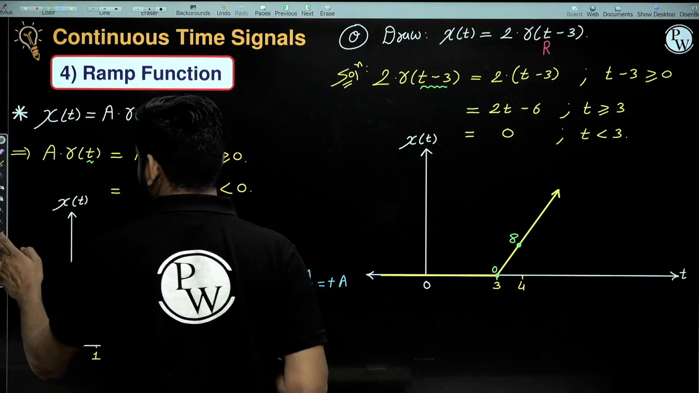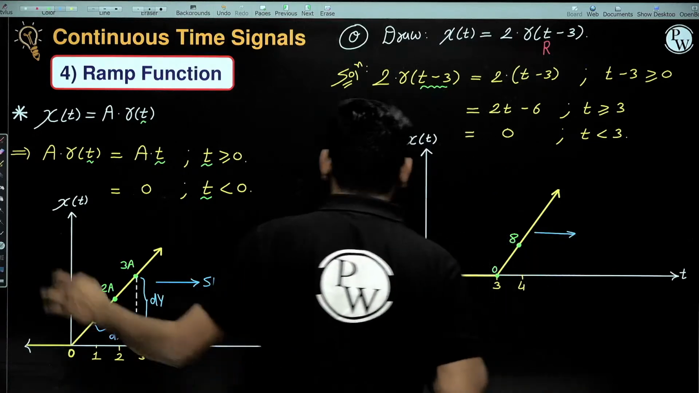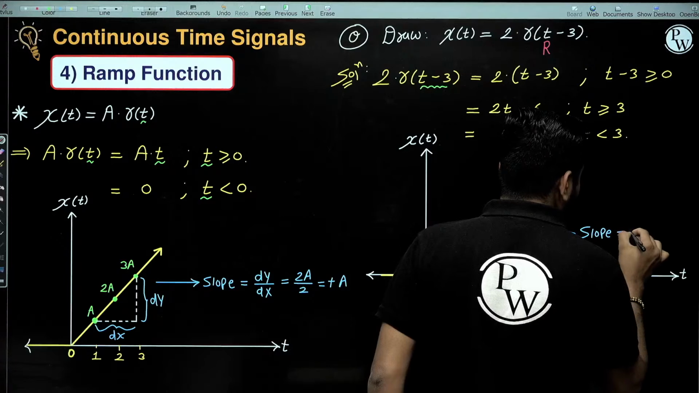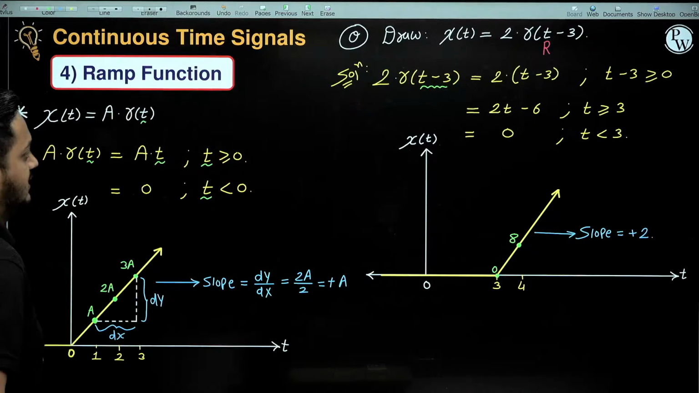What is the slope guys? Here you can observe the slope dy by dx is plus 2, increasing, that's why plus 2 guys. So here slope is plus 2 guys. Got it? In this way we can draw this ramp function.